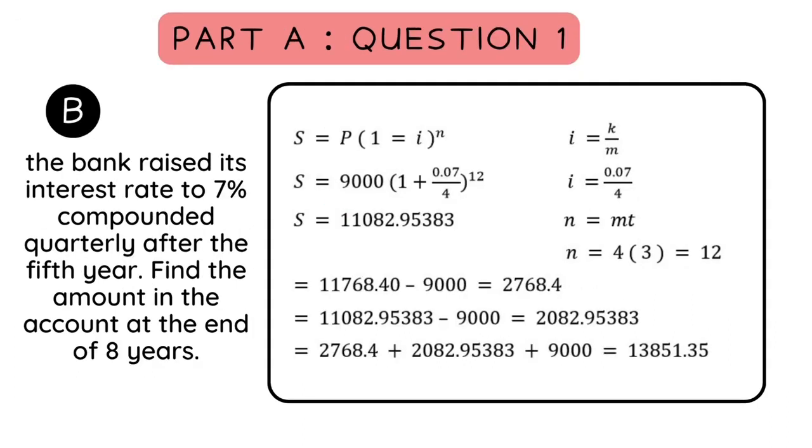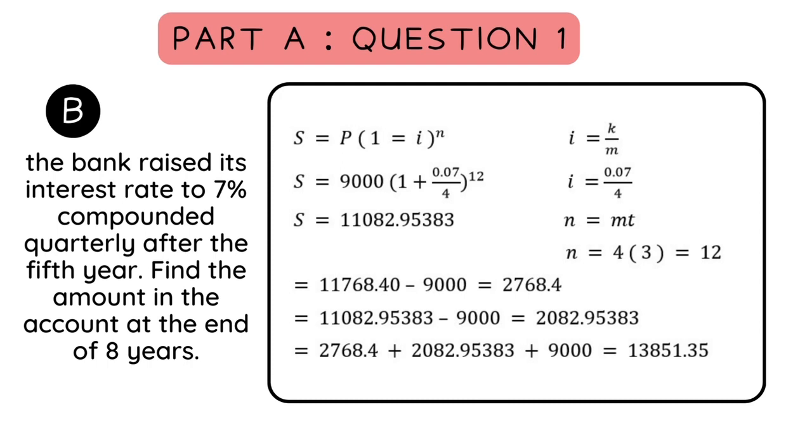The bank raised its interest rate to 7% compounded quarterly after the 5 years. Find the amount in the account at the end of 8 years. The formula is S equals P open bracket 1 plus I close bracket to the power of N. So we need to find I first. I equals K per M, so I equals 0.07 per 4. And N equals M multiplied by T, so N equals 4 multiplied by 3, and the answer is 12.